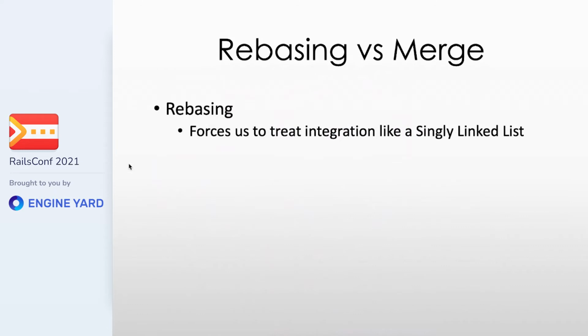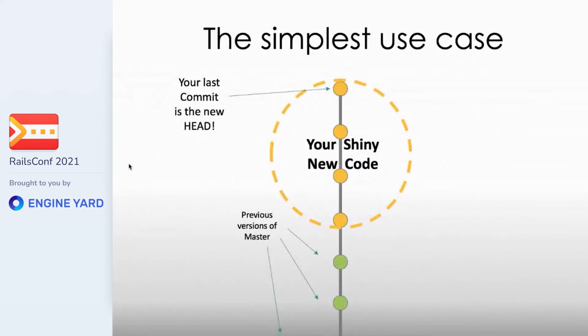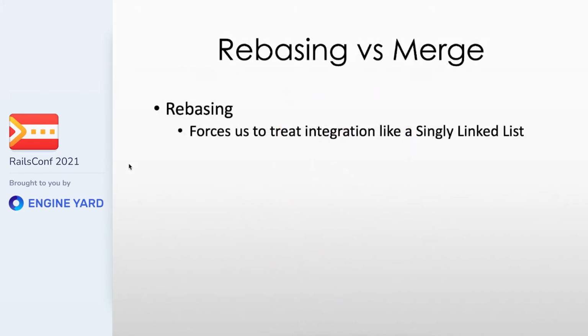So when you have some code ready, you want to merge it into another branch. In the simplest scenario, you're basically just taking that shorter linked list and appending it to the top. Your latest commit becomes your new head. And when you're doing a rebase, you're forcing yourself to treat it like a singly linked list. But git merge is a totally different animal.